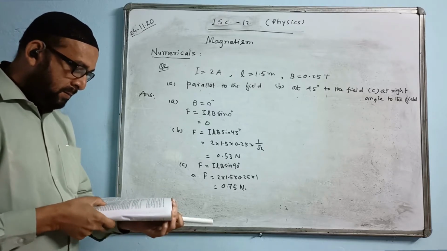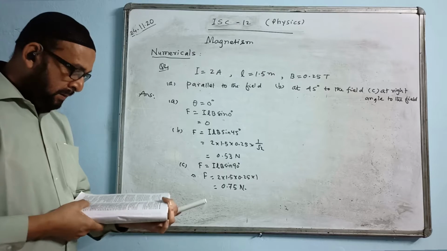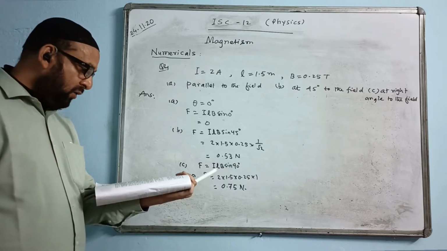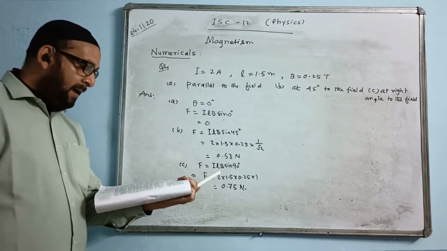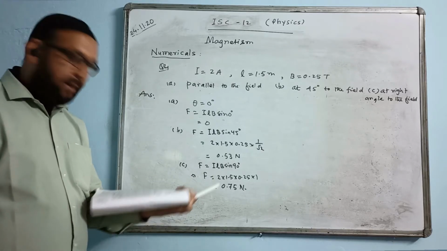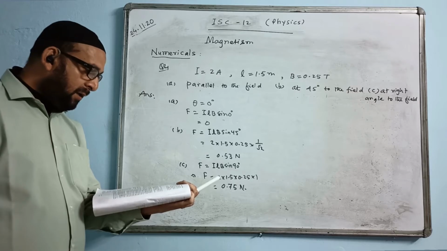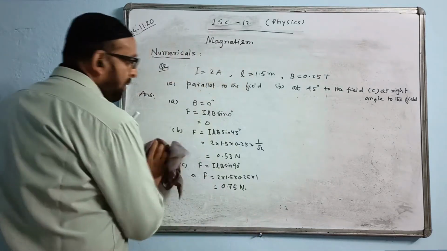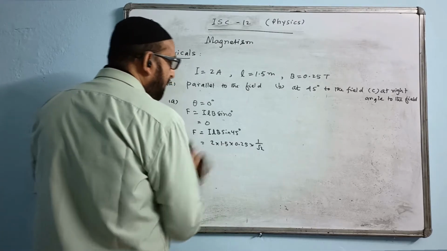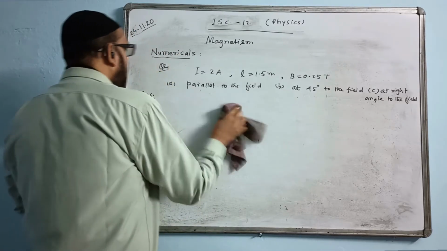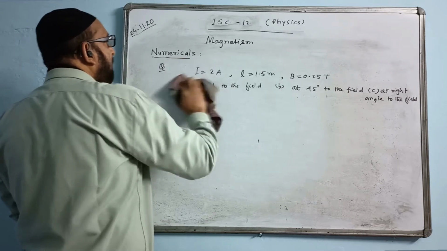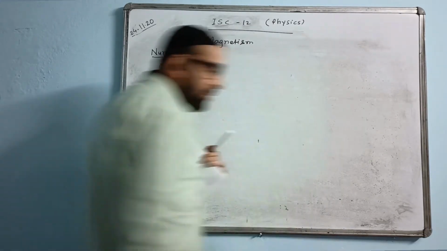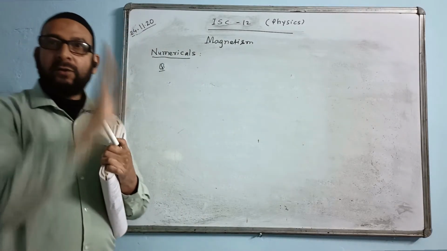Okay. Now we are doing the next question. The next question is an electron. This is important. Please write it down. Write down the question. An electron is moving vertically upwards.